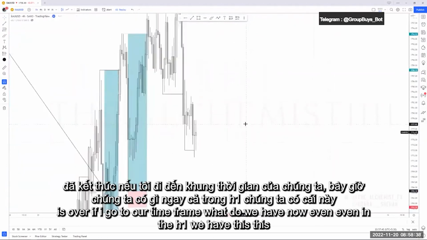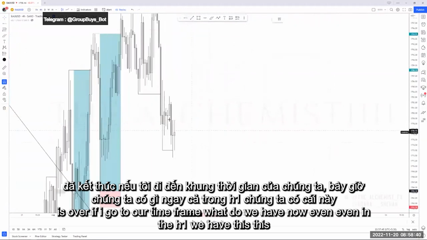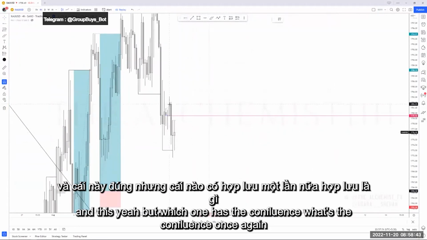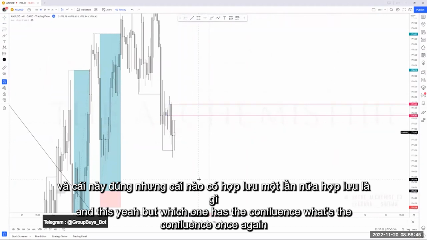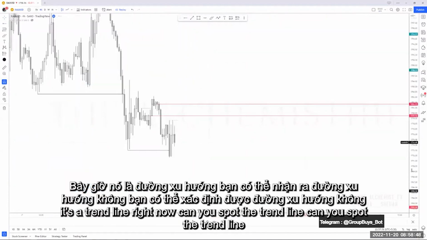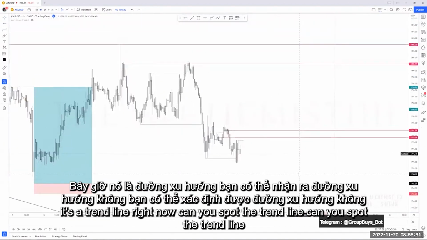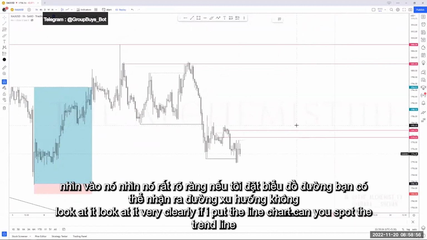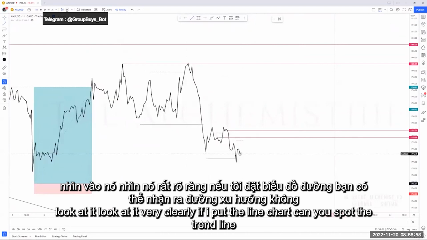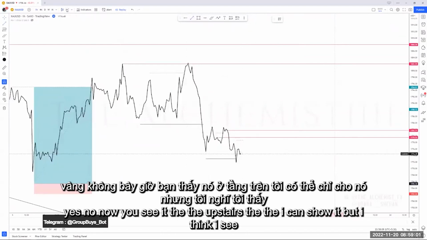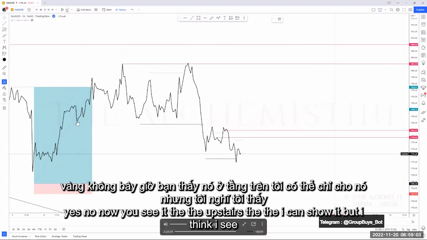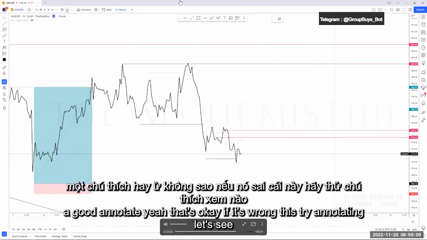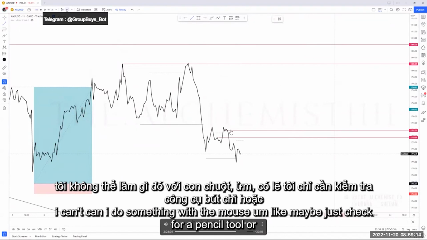If I go to the 4-hour time frame, what do we have? Now, even in the H1, we have this, and this. Losing price. But which one has the confluence? What's the confluence once again? A trend line, right? Now, can you spot the trend line? I'll show you. Look at it very clearly. If I put the line chart, can you spot the trend line? Yes. Now I see it. If you could annotate, that's okay. If it's wrong, just try annotating. Let's see if you can spot the trend line.